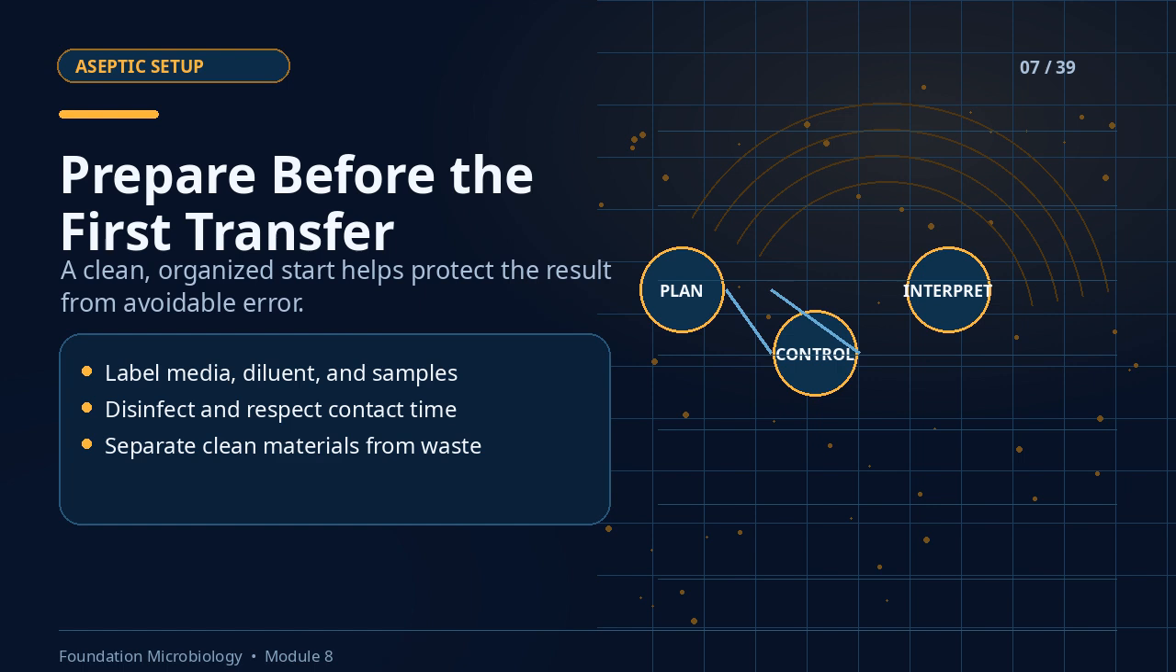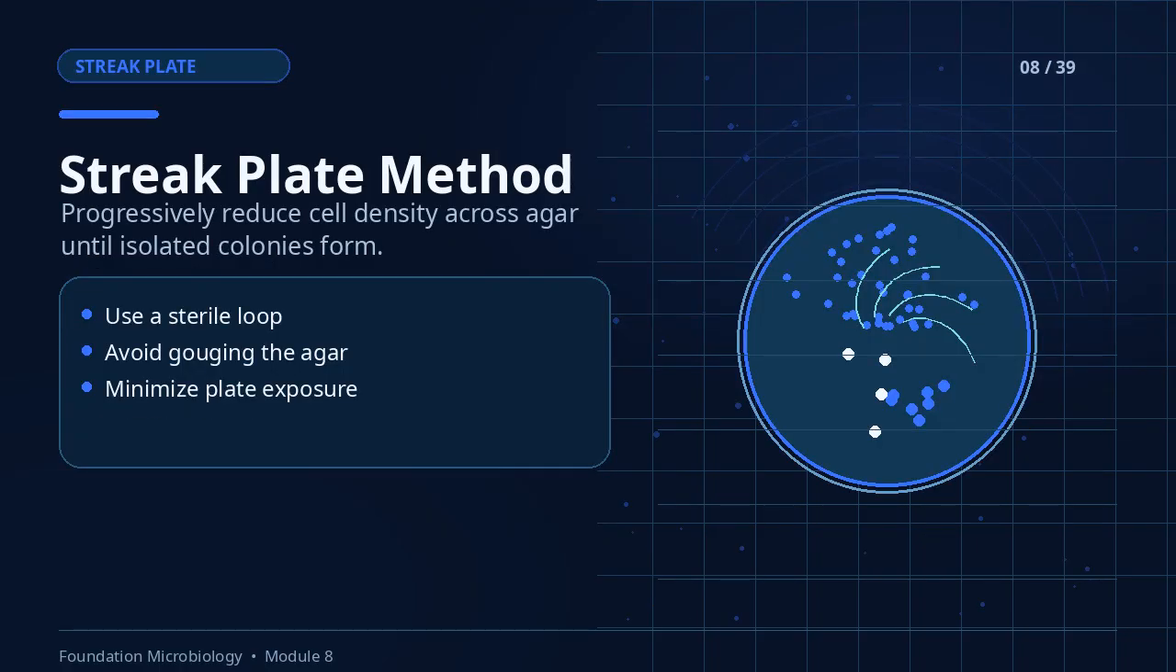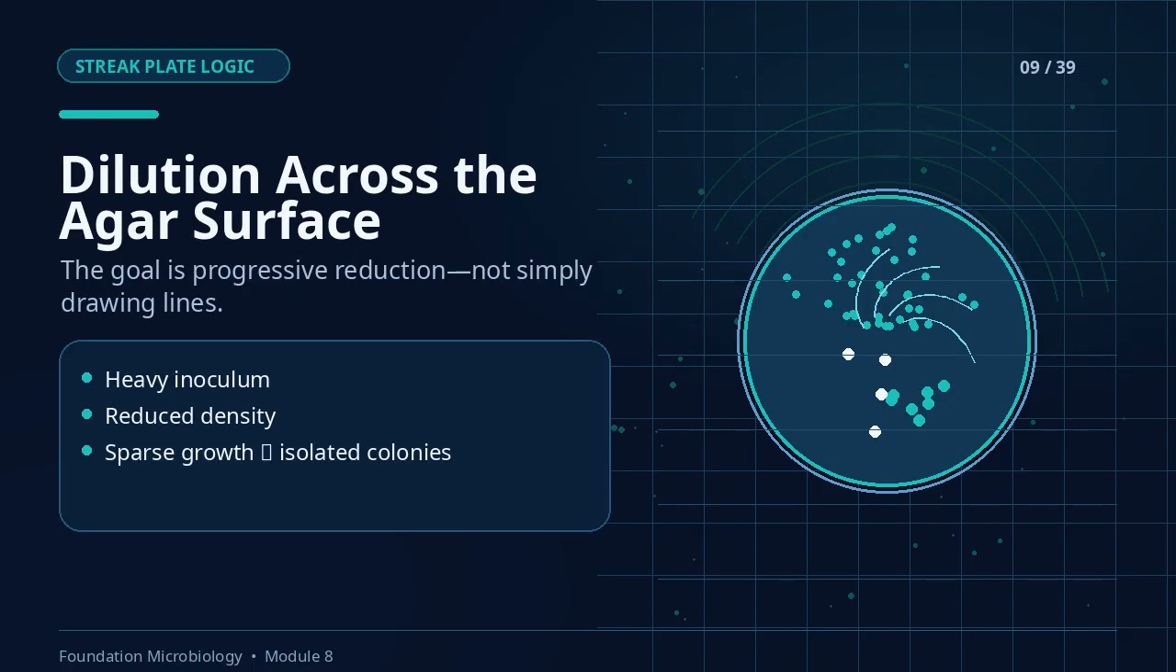Prepare and label materials, disinfect the work area, separate clean items from used materials, and confirm the planned dilution or plating sequence. The streak plate method progressively separates cells across the agar surface, so isolated colonies can develop. It is commonly used when a mixed sample must be purified before staining, identification, or further testing. The purpose of streaking is not simply to draw lines on agar. Each section should carry fewer cells than the previous section until sparse growth and isolated colonies appear.